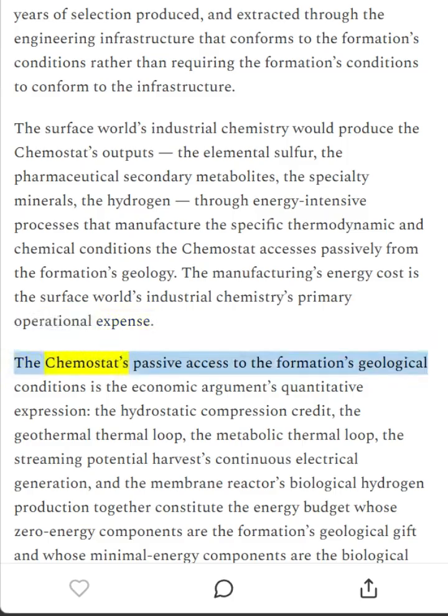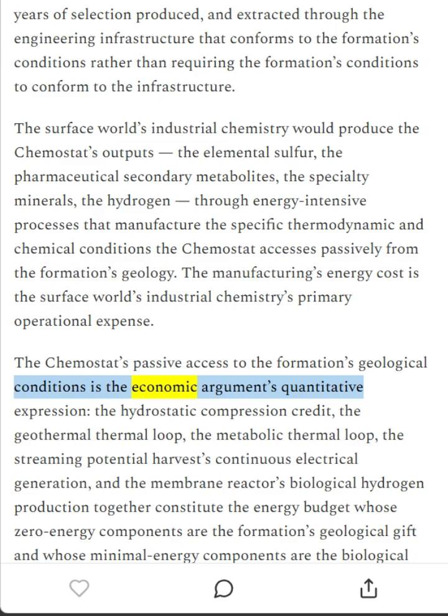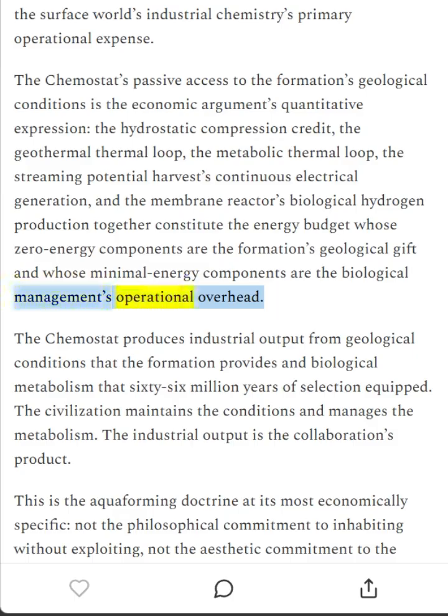The chemostat's passive access to the formation's geological conditions is the economic argument's quantitative expression. The hydrostatic compression credit, the geothermal thermal loop, the metabolic thermal loop, the streaming potential harvest's continuous electrical generation, and the membrane reactor's biological hydrogen production together constitute the energy budget whose zero-energy components are the formation's geological gift and whose minimal energy components are the biological management's operational overhead.